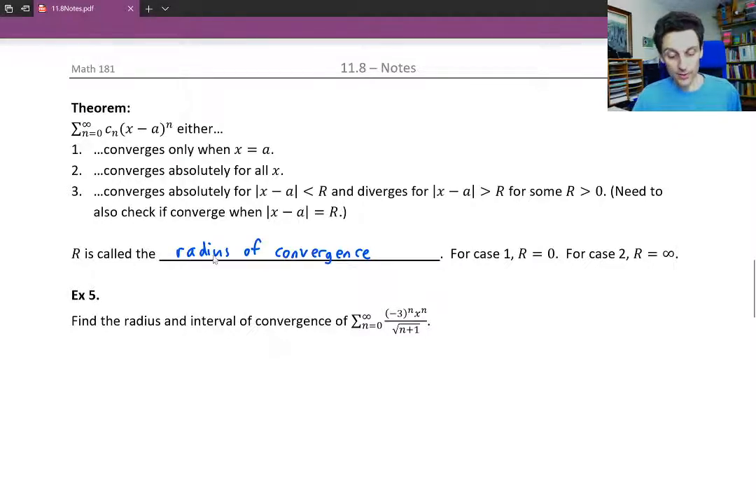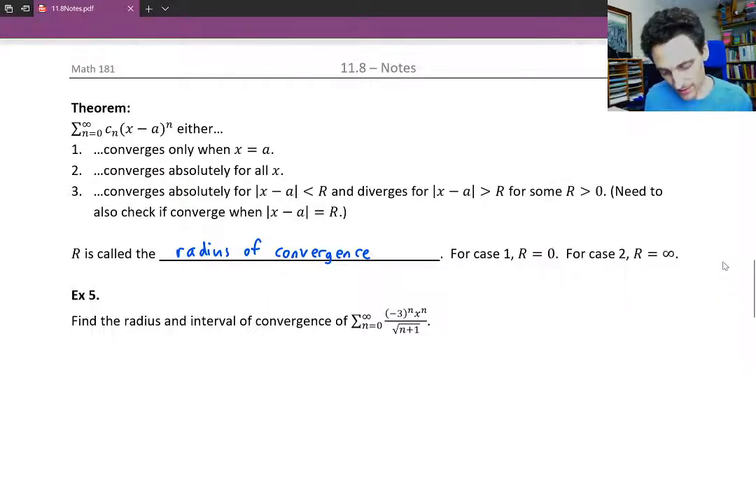R here is called the radius of convergence. So for case 1, we would say that r is equal to 0 because we only get convergence at a single x value, so the interval is kind of like 0 width. And then for case 2, where this power series converges for all x, for all real numbers, we would say that the radius is infinity.